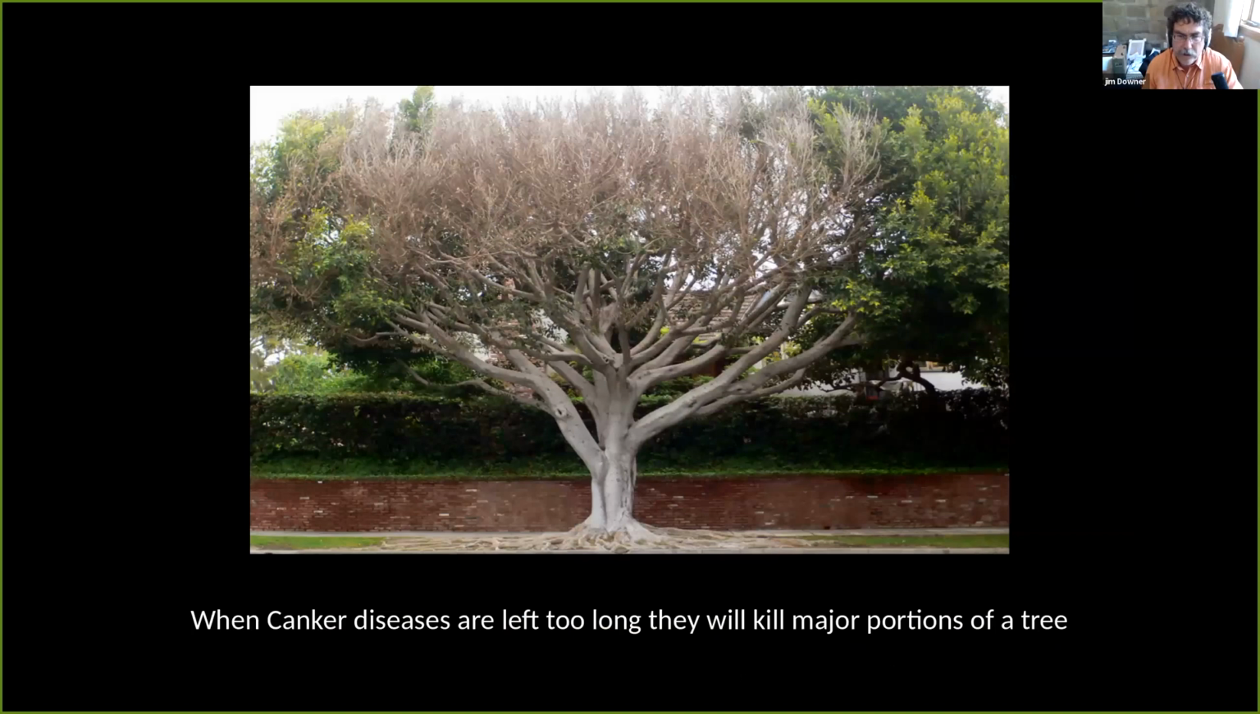So as cankers go along, they keep killing larger and larger pieces of wood. And when left too long, they'll kill major portions of a tree, as we see here in this ficus tree in Beverly Hills. It's lost 2/3 of the canopy to this pathogen. So cankers are progressive and they work backwards. If they start on the edge, they'll work back down into the canopy of the tree, killing larger and larger stems as they go.